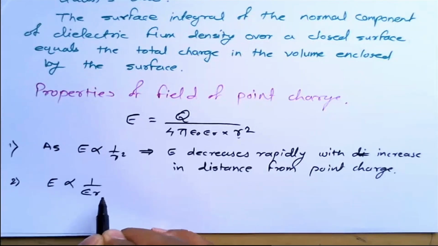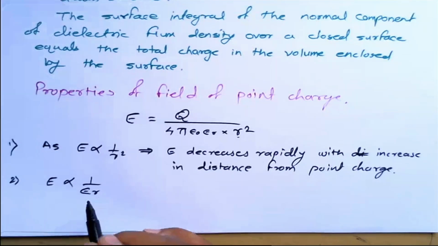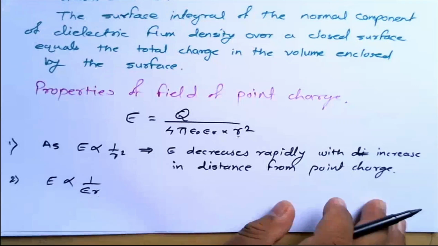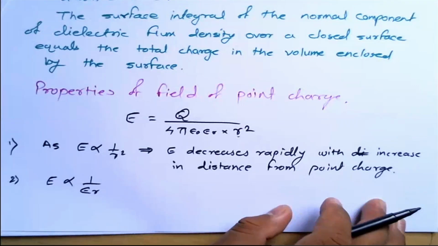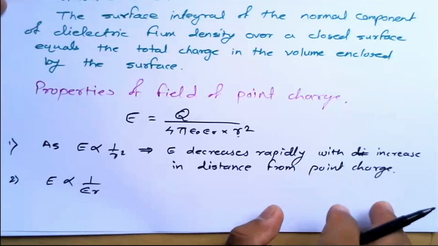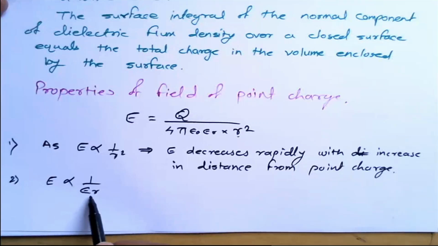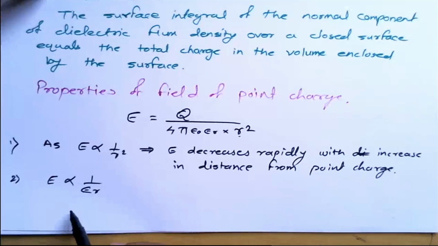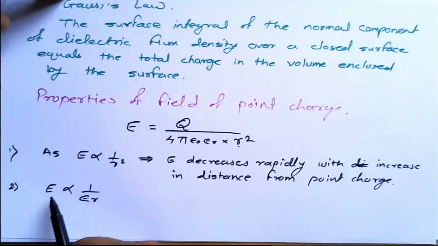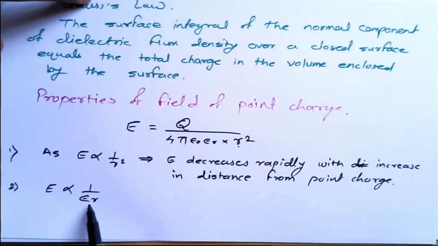What is E? E is nothing but the electric field intensity. It decreases with relative permittivity. Now suppose for air, you know the value of epsilon r is 1, but if we consider an underground cable, in that case it may change. So E is inversely proportional to epsilon r, it means it changes with change in permittivity.